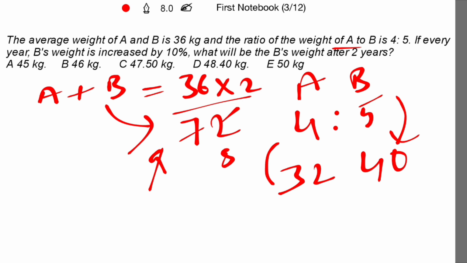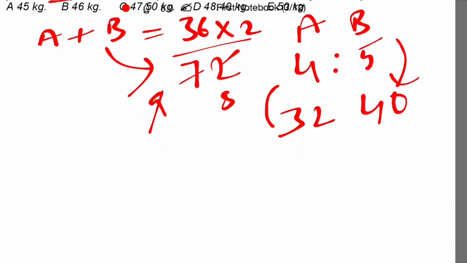Given the ratio of the weights of A and B, every year B's weight increases by 10%. What will B's weight be after 2 years? Find out B's weight after 2 years. B's weight is 40 kg now, and we consider the first year and the second year.